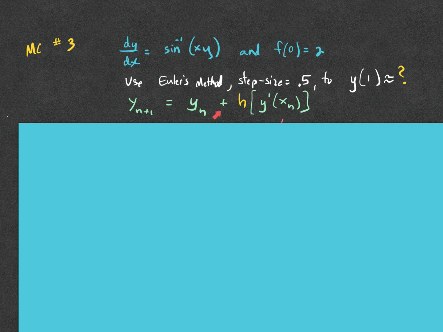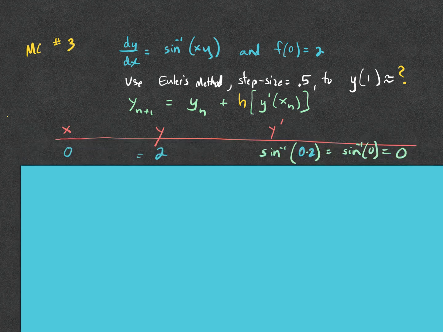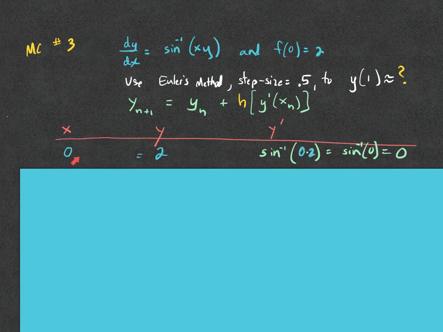y value plus your step size, your horizontal increment, delta x, multiplied by what the slope was at the previous point. So, table might be the way to go. The very first point is 0, 2. What's the slope at 0, 2? It's right here. It's the inverse sine of 0 times 2, which is the arcsine of 0, which is the angle whose sine ratio is 0, which is 0 radians.